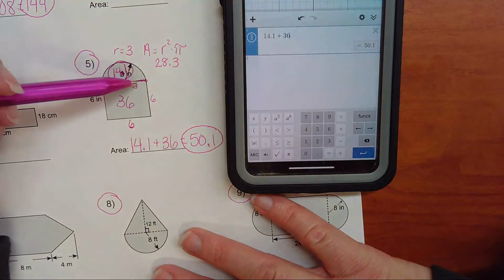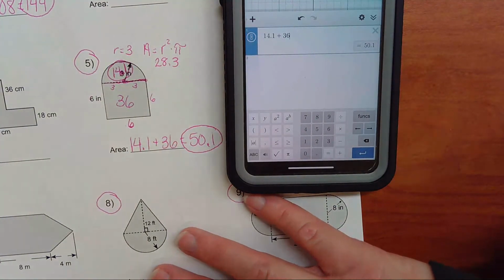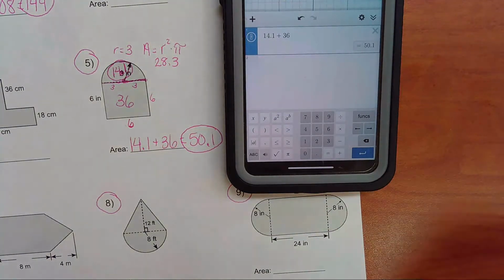So again, if you have a half a circle, find the area, divide by 2. Kind of do it all in one big swoop. That makes it a little bit easier for you.